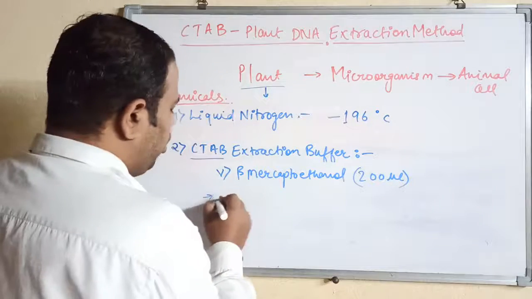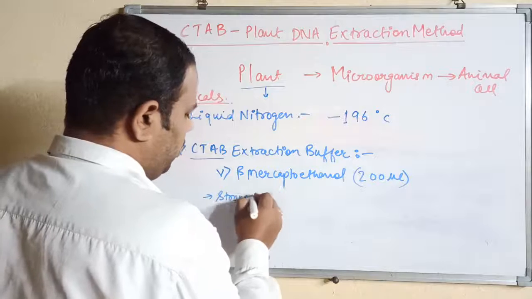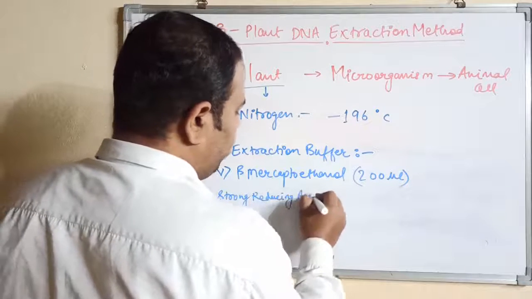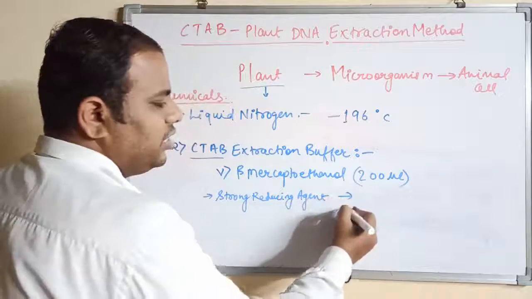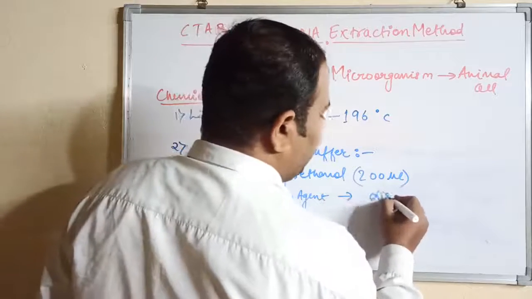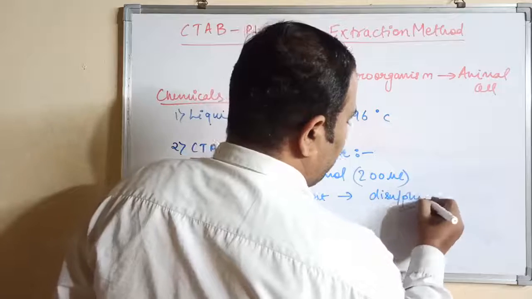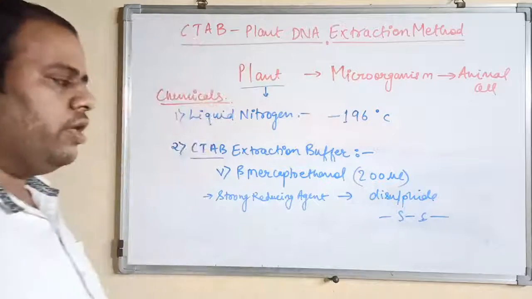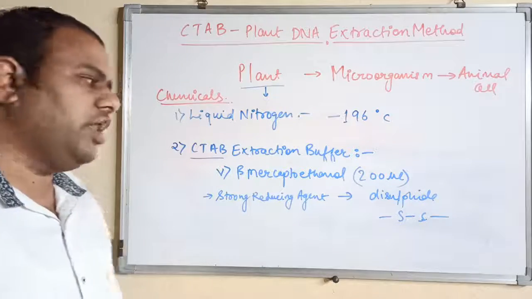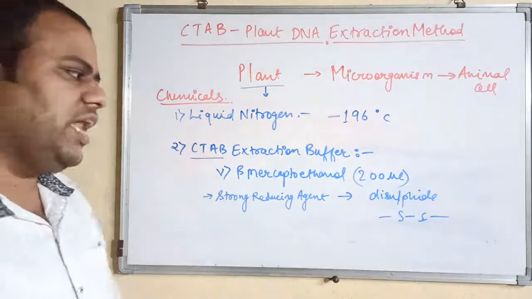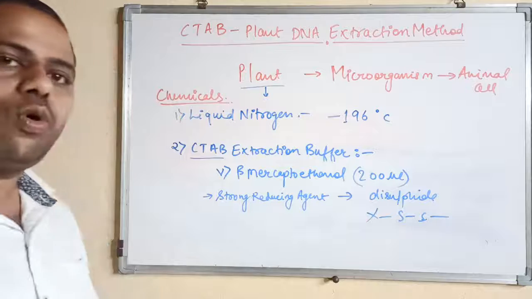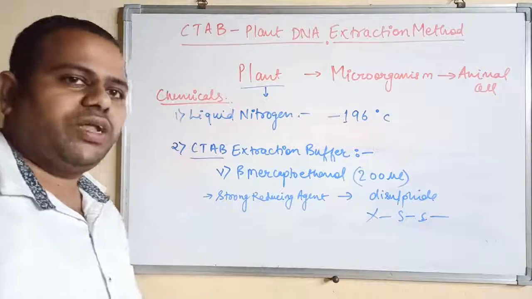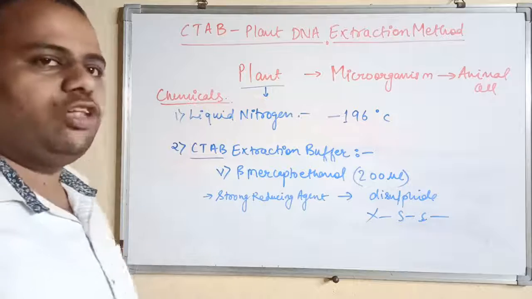It's a strong reducing agent. So what it does is it reduces the disulfide bonds. It breaks the disulfide bonds present in proteins, that is, between the cysteine and methionine amino acids. Due to this, the protein structure gets destabilized. Destabilization of all the proteins present in the cell helps in DNA isolation.